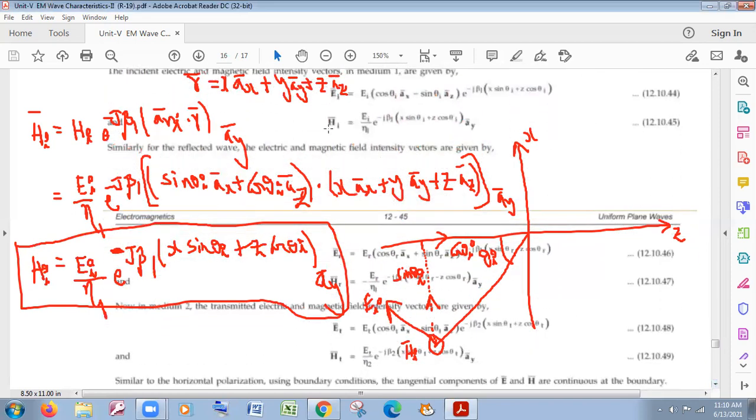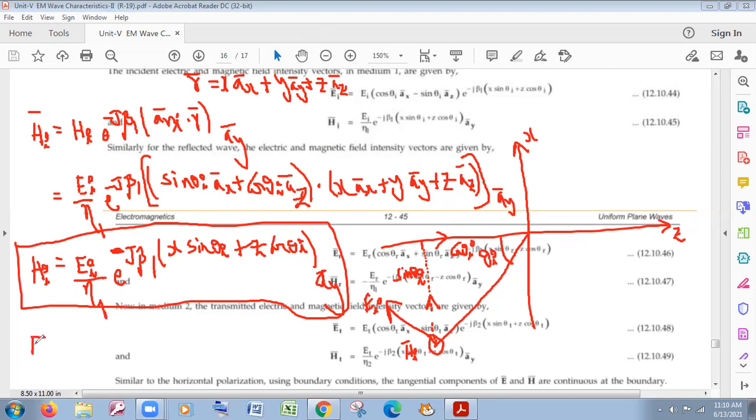So here we got H_i bar is equal to E_i by the eta 1 times e power minus j beta 1 whole multiplied with x sine theta_i plus z cos theta_i. This is from the right angle triangle. Similarly, we can find the E_i bar also. The coefficient is the same.